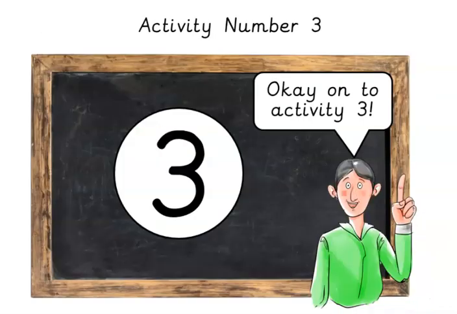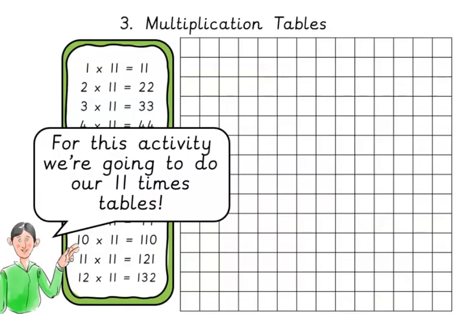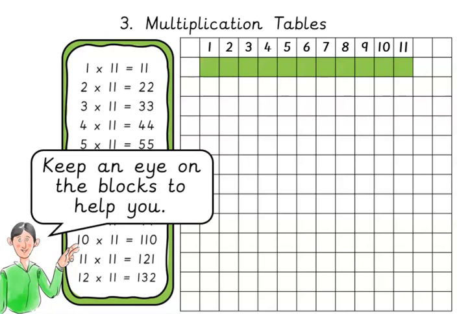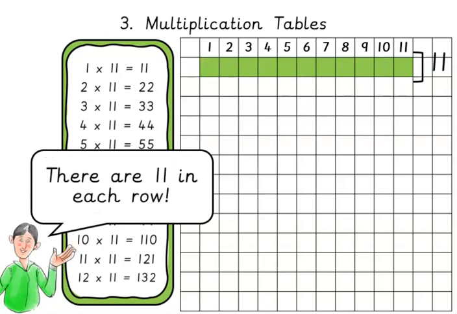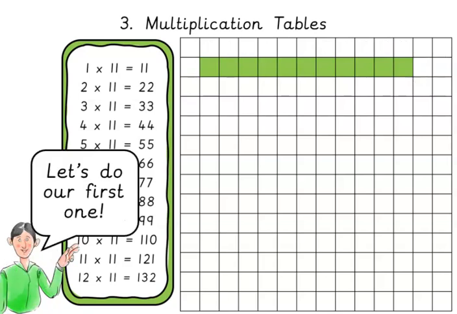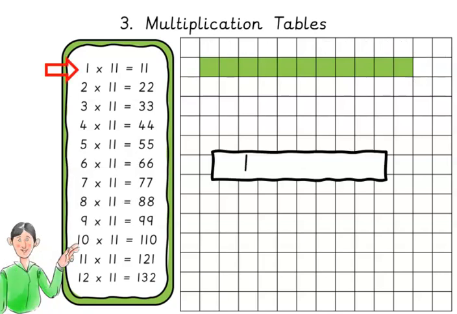Great work. Okay, on to activity 3. Are you ready? For this activity, we're going to do our 11 times tables. Try to say them along with me. Keep an eye on the blocks to help you. There are 11 in each row. 1, 2, 3, 4, 5, 6, 7, 8, 9, 10, 11. There's our 11. Let's do our first one.